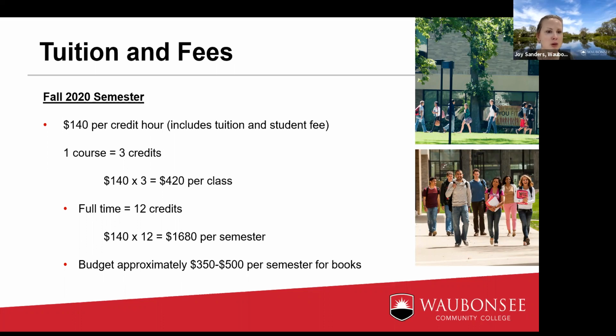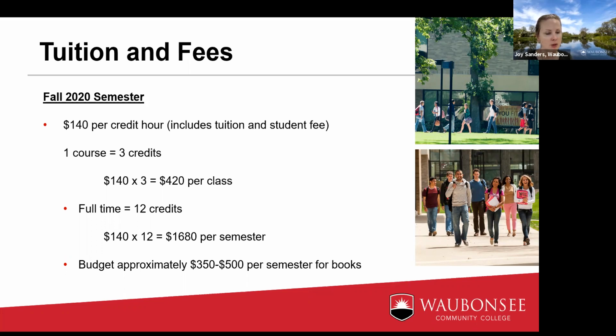As I mentioned before, most courses are 3 credits, so you're looking at a total of $420 per class. For a full-time student, so that 12 credit hour threshold that we were looking at, you're at $1,680 per semester. This again is your tuition and your student fees. It does not include your textbooks or any additional materials. So we always advise students to budget for at least $350 to $500 for each semester for your books.